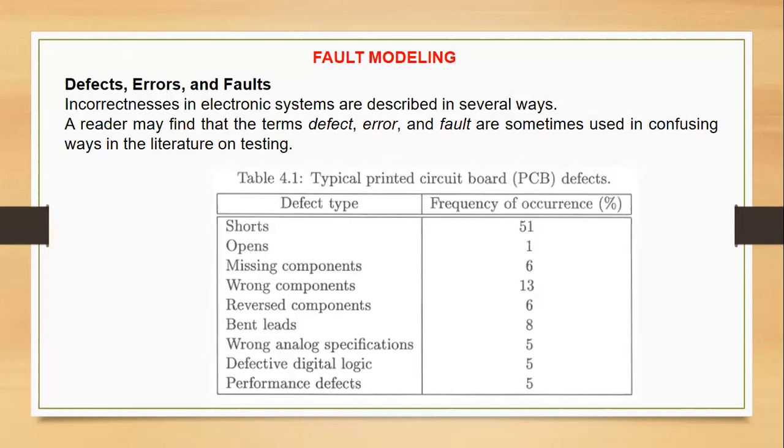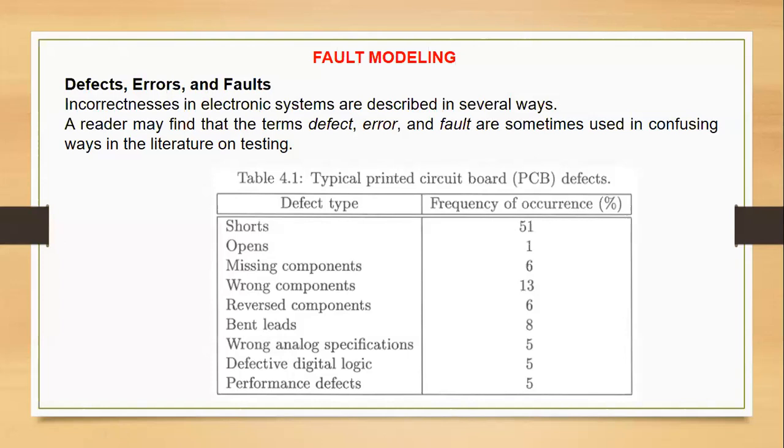So here we have a small representation, with a small table. Typically, printed PCB boards have some defects with their frequency levels. If we have short circuit operations in the PCBs, that can be taken as a frequency occurrence of 51%. So 51% of fault identification can be done there.